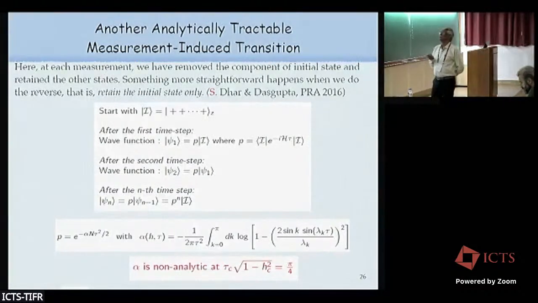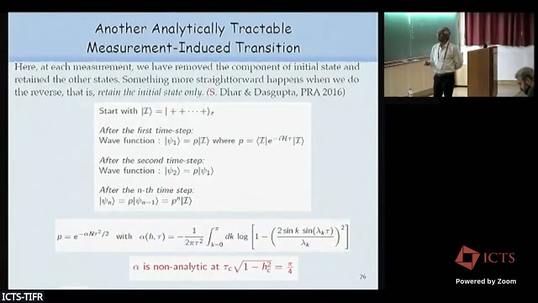So we start with this initial state, and after the first time step, the wave function is a scalar times this thing, where the scalar is this thing. And after the second time step also, this ratio will be the same. So it will be an exponential decay. So this factor P will be the same at every time step. And in the nth time step, it will be P to the power n times the initial state.